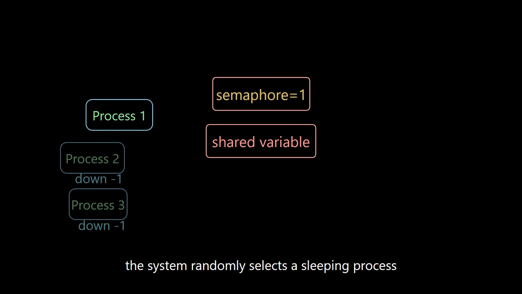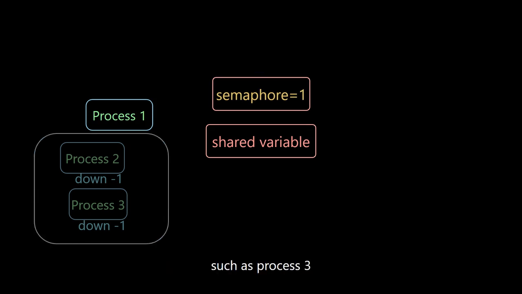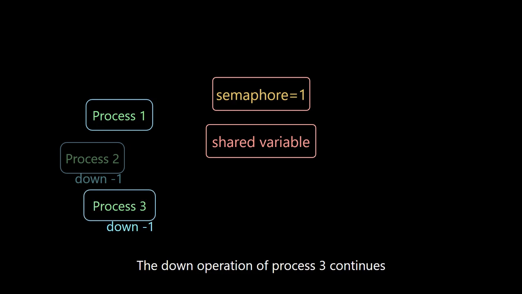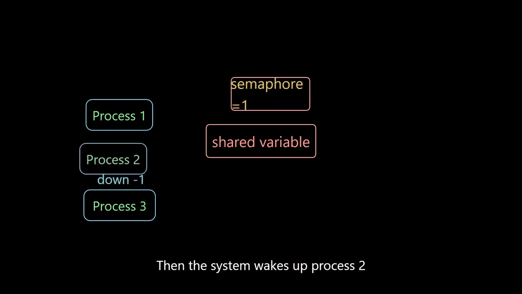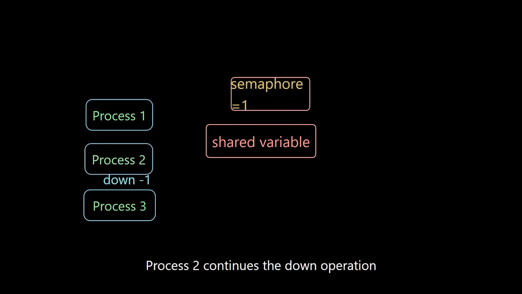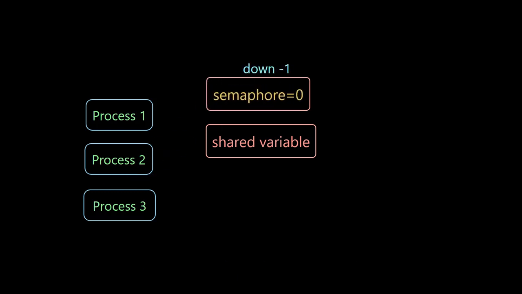Therefore, the system randomly selects a sleeping process, such as process 3, and wakes it up. The down operation of process 3 continues, reducing the semaphore by 1 to 0, and it can read and write. When process 3 ends, it performs the up operation. The semaphore becomes 1, then the system wakes up process 2. Process 2 continues its down operation, reading and writing the variable. In the end, it performs the up operation. The semaphore is restored to 1.